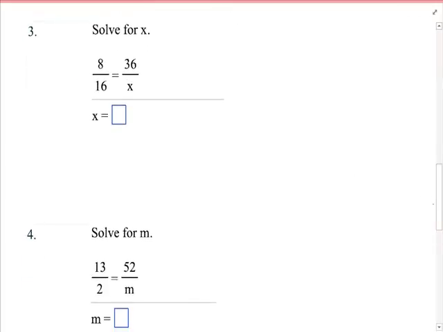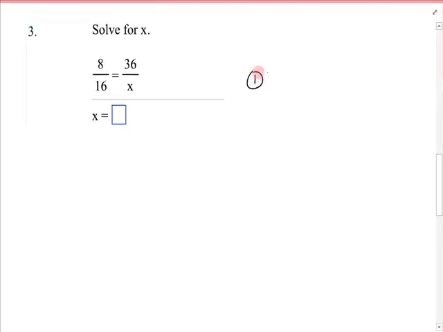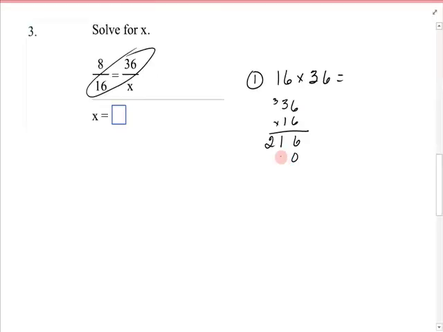Let's look at number 3. Step number 1, 16 times 36. All right, let's see. 6 times 6 is 36, carry the 3. 6 times 3 is 18, and 3 more makes 21. Placeholder 0. 1 times 6 is 6. 1 times 3 is 3. 6, 7, 5. The answer to the cross product is 576.